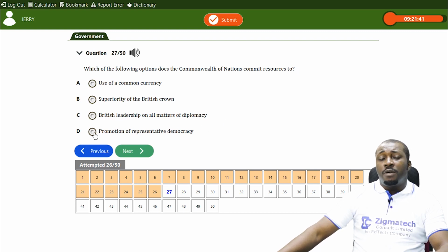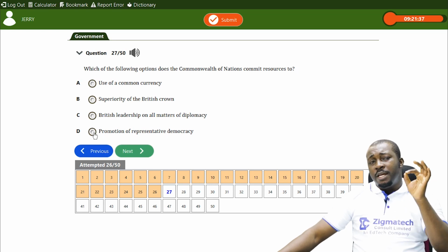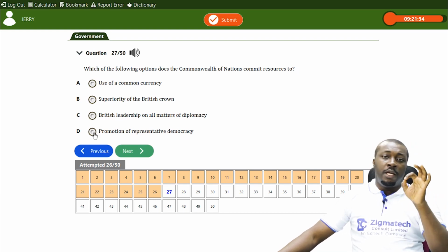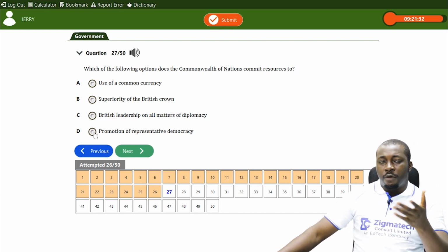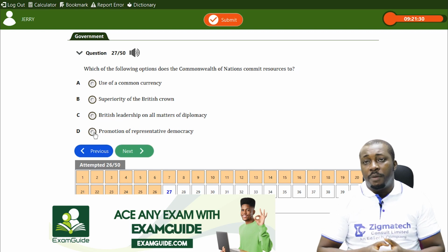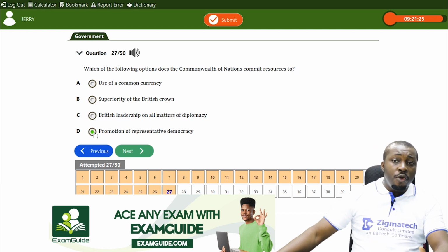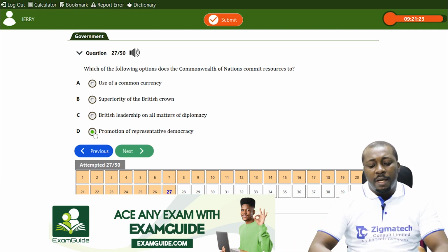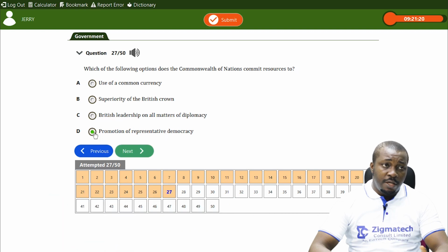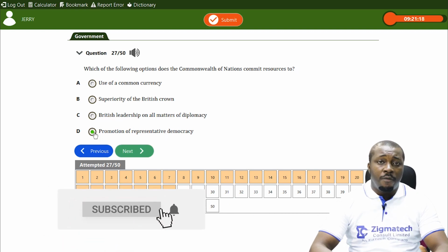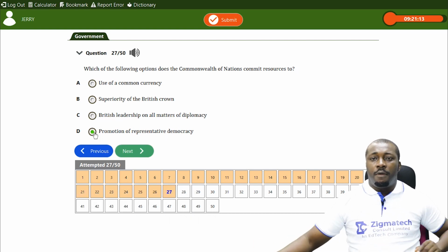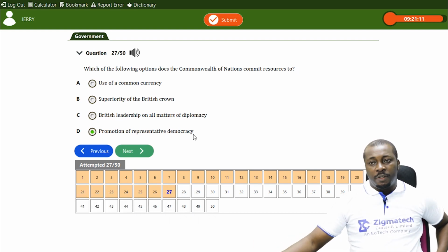Now, Commonwealth actually aims to promote democracy, and that is why democracy is one of the cardinal principles of Commonwealth, that members, to continue to be members, must practice democracy. And they are also committed as a principle to human rights. That is why Nigeria was suspended during Abacha's regime from Commonwealth for the killing of the 5 Ogoni people. So the answer is promotion of representative government, democracy.